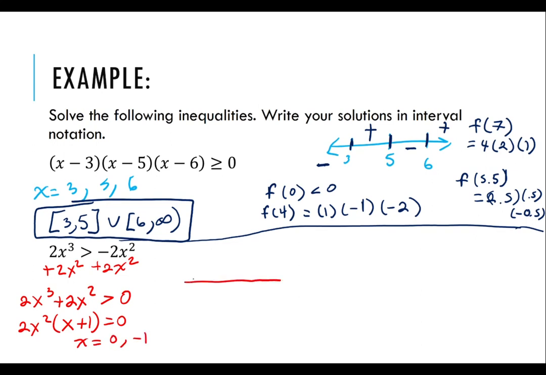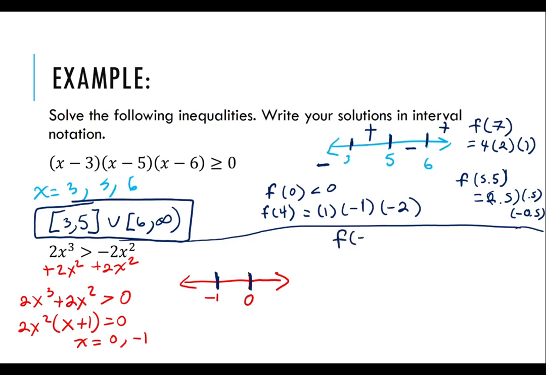So then I cut up my number line on negative 1 and 0. Now I need to pick values to the left of negative 1, between negative 1 and 0, and to the right of 0 to see where this thing is positive or negative. Notice that it's a strict inequality, which means the endpoints will not be included.